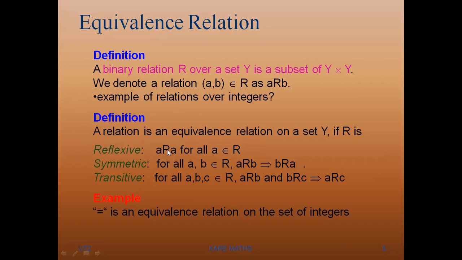That is, A should be related to A. Just like the previous one we have seen, A congruent to A. Same thing here. Symmetric: for all A, B belongs to R, A related to B implies B related to A. Then transitive: if A related to B and B related to C, this implies A related to C.